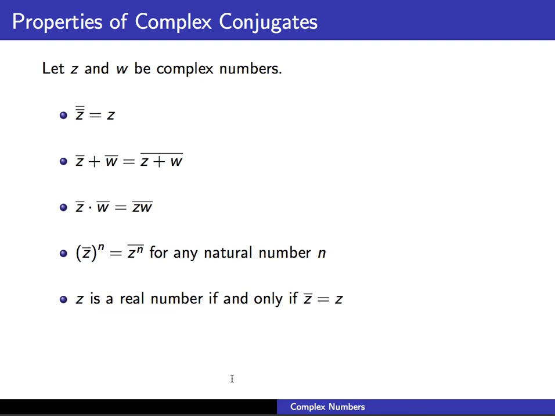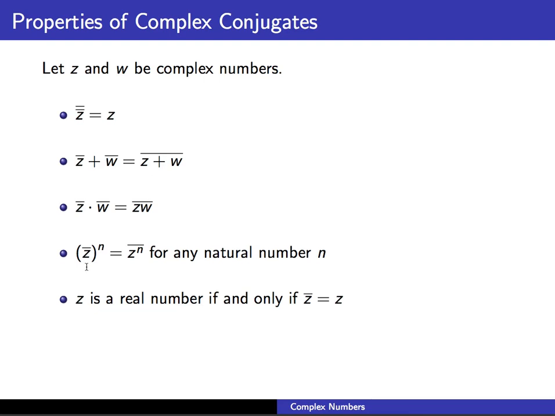All right, so just a real quick rundown of some of the properties of complex conjugates. If z and w are complex numbers, the conjugate of the conjugate of a complex number equals the original complex number. This second property says if we take two conjugates and add them together, it's going to give us the same result as adding the original complex numbers together and then taking the conjugate of that. The product of the conjugates is equal to the conjugate of the product. So if we take the conjugate of z, multiply it by the conjugate of w, it's going to give us the same answer as the original complex numbers z and w multiplied, and then taking the conjugate of that.